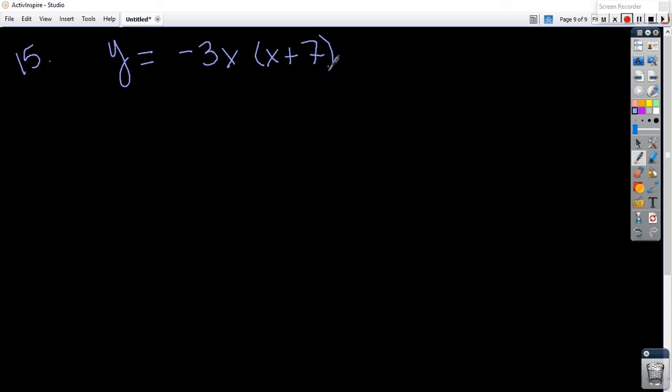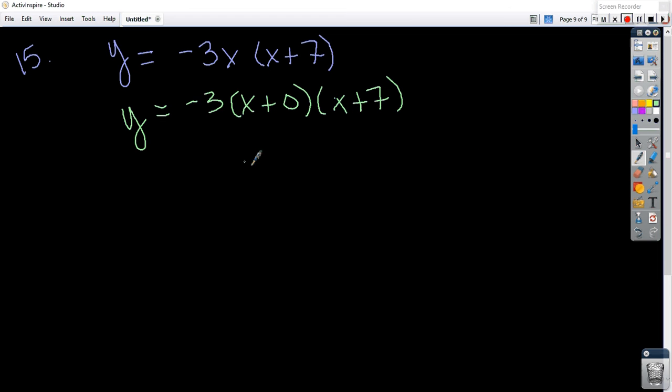Would you agree that that's the same thing? Yeah. Because it's still 7. I can add 0 to anything, right? Sure, that's the same thing. So what's this form? Intercept form, with two parentheses, intercepts. What are my 2 intercepts? 0 and -7. Good job. Yes, 0 and -7.